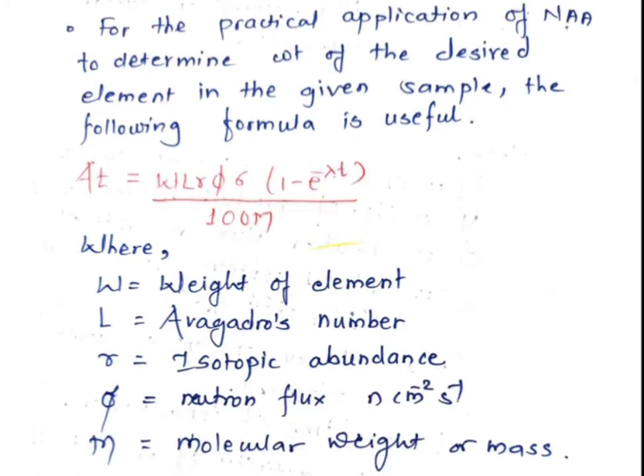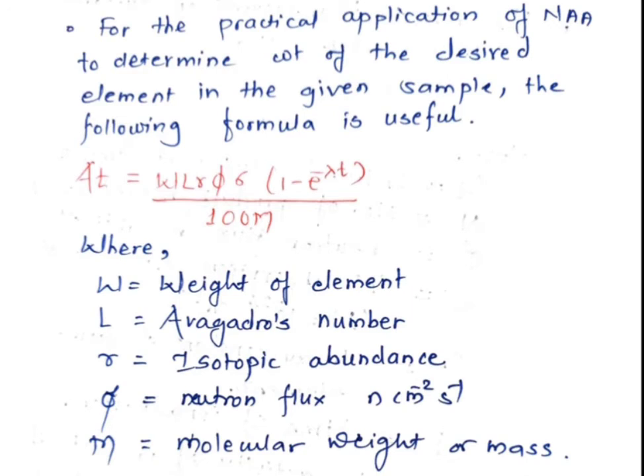Then for the practical application of NAA, we can use the new equation to find out the weight of the desired element in the given sample. That will be calculated by using this equation: A_t is equal to W L R phi sigma in bracket 1 minus e raised to minus lambda t divided by 100 M. Again here W is the weight of the element, L is the Avogadro's number, R is the isotopic abundance, phi is the neutron flux in neutrons per centimeter square per second, M is the molecular weight of the mass, and A_t is the activity which is measured at time t.